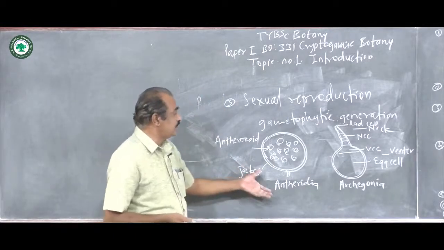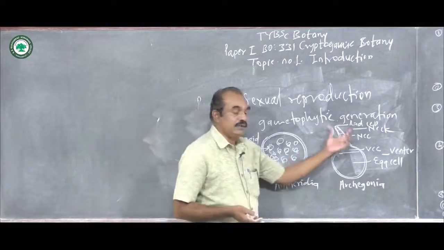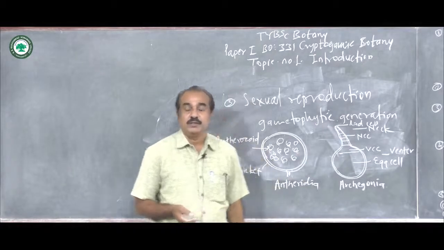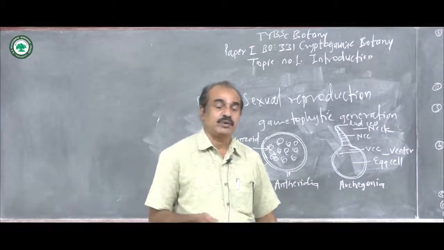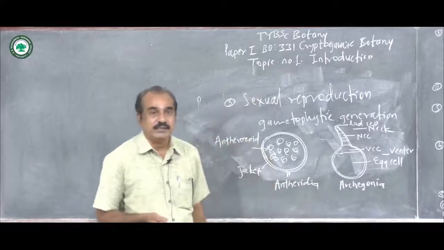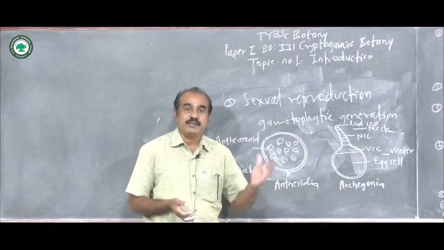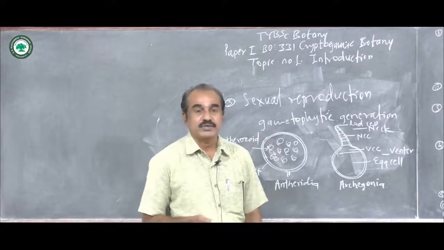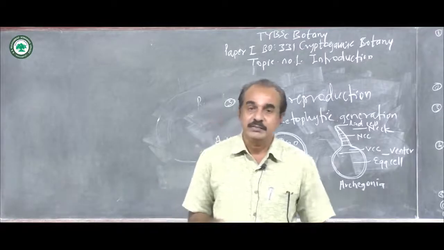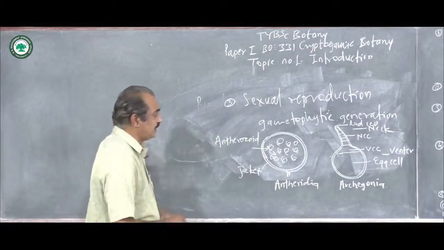Now when these antherozoids mature, they reach up to the neck of the archegonia, and it requires water. For the process of fertilization, water is very, very essential. If there is no water, then there is no fertilization in bryophytes and in pteridophytes also. So in cryptogams, for sexual reproduction, water is very, very essential. After fertilization, the zygote is formed.